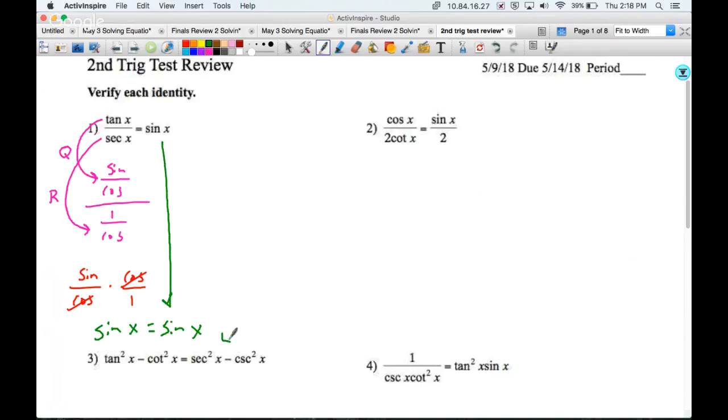This is sufficient to get the points. It doesn't say find the domain of validity. I will do that with just this one, and then we'll skip it.